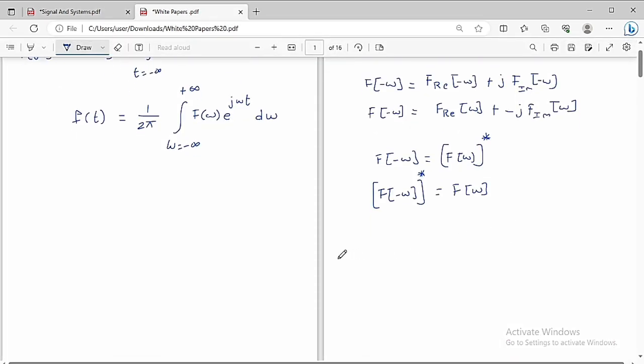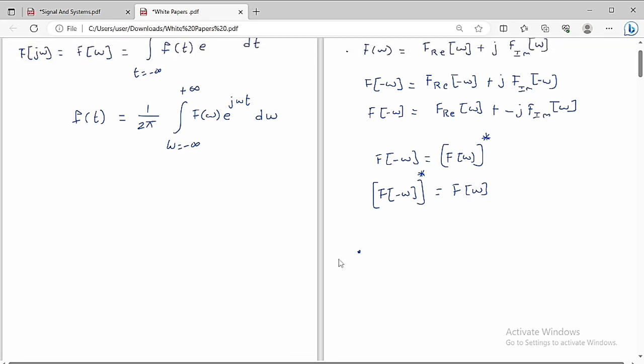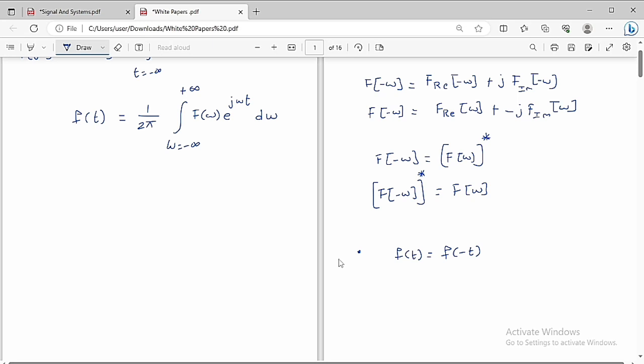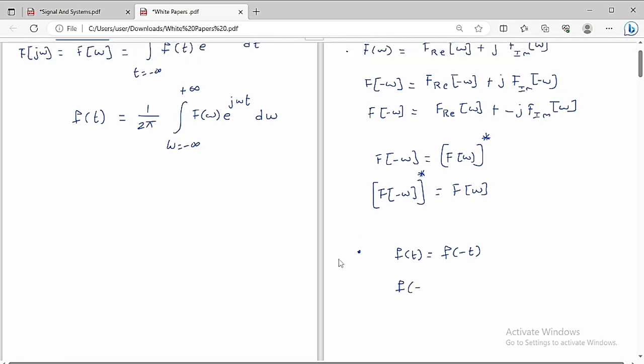I have already told you for the time domain. For real signals, the even nature is f of t equal to f of minus t, and the odd nature means f of minus t is equal to minus f of t. This is for real signals. For complex signals, the even and odd nature is obtained by replacing f of minus t by f conjugate of minus t.